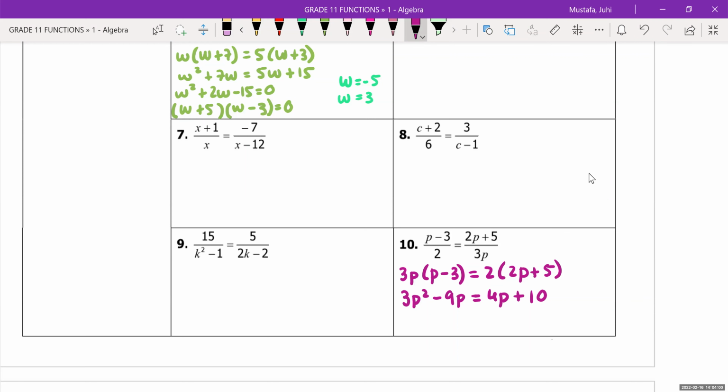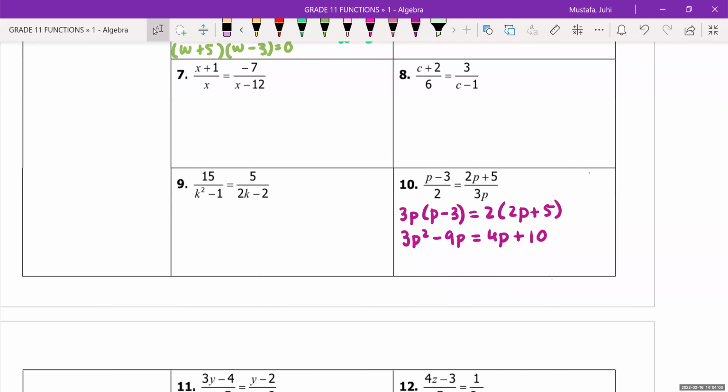So instead, what we're going to do is move everything over to one side, create a trinomial, and then factor it to figure out what our p's are. So anytime you end up with a situation where you have a letter squared and another letter, that is your cue that you need to move everything to one side, create a trinomial, and factor.